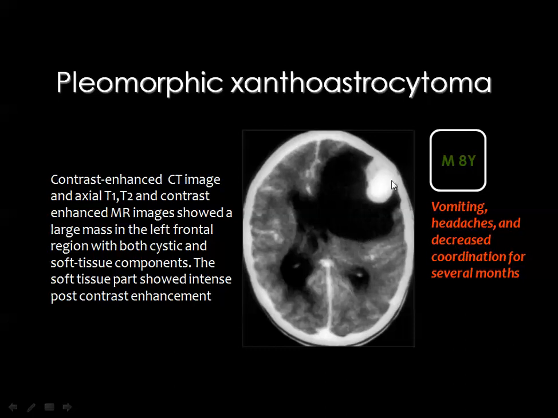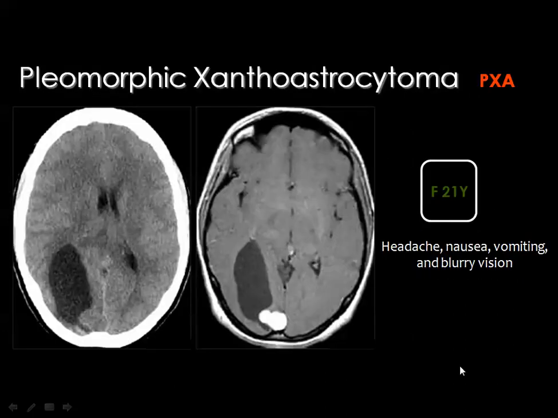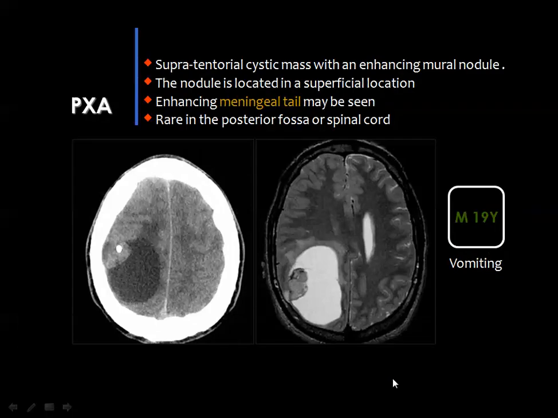This is an example by CT and MRI, a cyst with a mural nodule, and the nodule is on the surface of the brain, the medial surface of the brain. And this is also a good example by CT and MRI. There is a cyst and there is a mural nodule containing some calcium, but very importantly, the nodule is superficially located, touching the surface of the brain, whether it is the lateral surface or the medial surface of the brain.